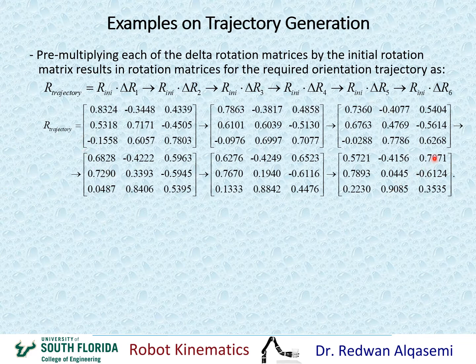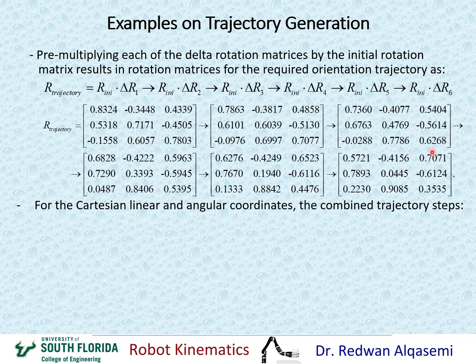If you recall a few slides ago, I also found my trajectory for the translation, the XYZ translation. So now that we have both the linear and angular coordinate trajectories, we can combine them together to find the trajectory transformation matrices.